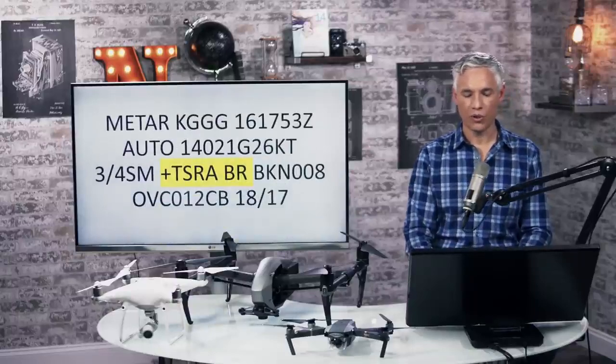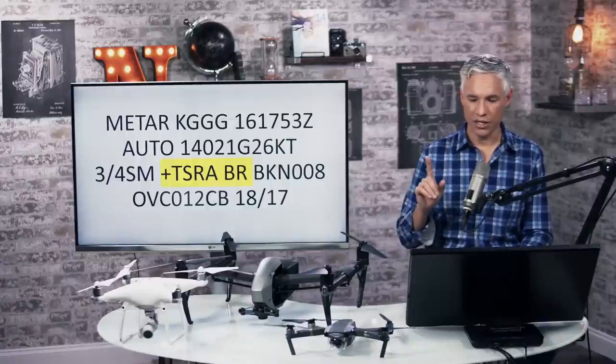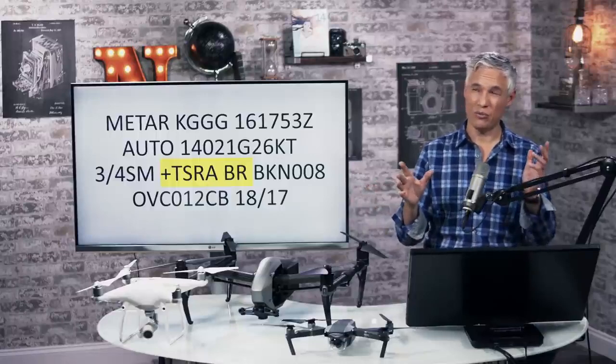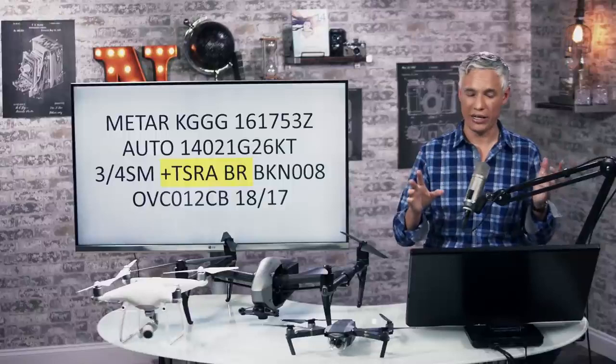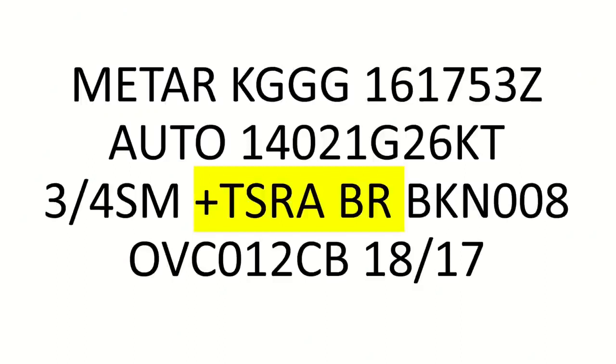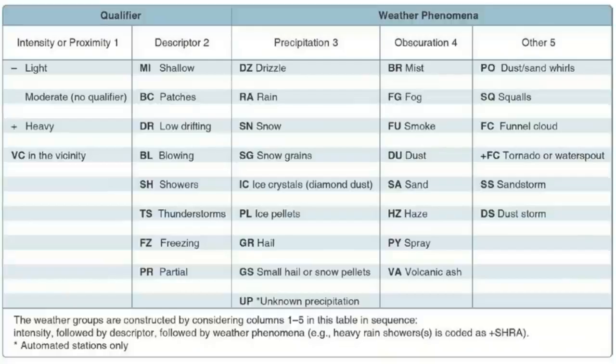And then here we have an indication of what the weather is actually like. I'll show you a chart that shows you what all these different codes mean. You don't necessarily have to memorize them, but it doesn't hurt to be able to recognize them. So I remember that TSRA indicates thunderstorms and rain showers. The BR actually indicates the mist. I'm going to show you an FAA slide that shows you what these abbreviations mean. So you can see, looking at this, TS, thunderstorms, RA, rain, BR, mist.